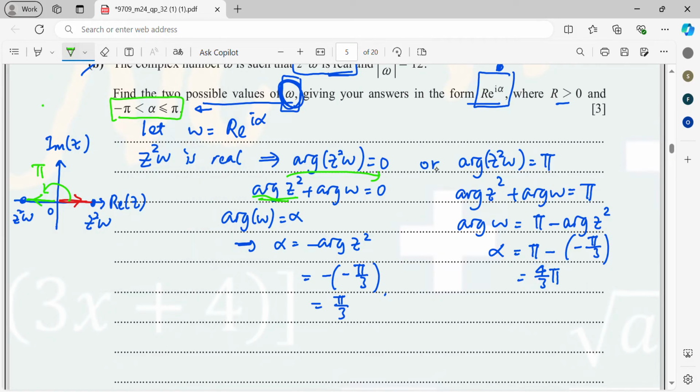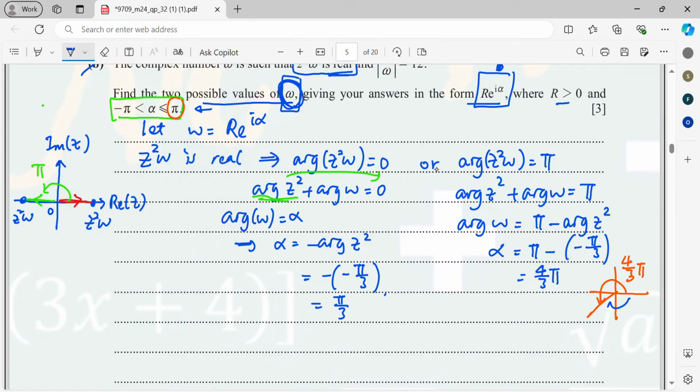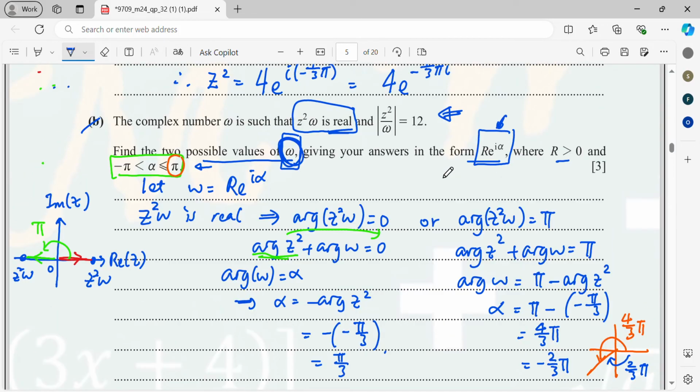Okay, so now here I need to draw the angle. Alright. So 4 over 3 pi is basically here. This is my 4 over 3 pi. So it is exceeding pi, therefore I have to consider the negative value. So the negative value for this is going to be 2 over 3 pi. That means this is the same as negative 2 over 3 pi. Okay, so once we have found this argument, which is the alpha, then now we need to find the r.